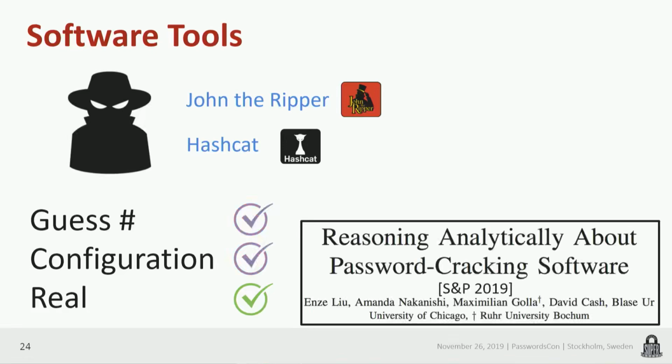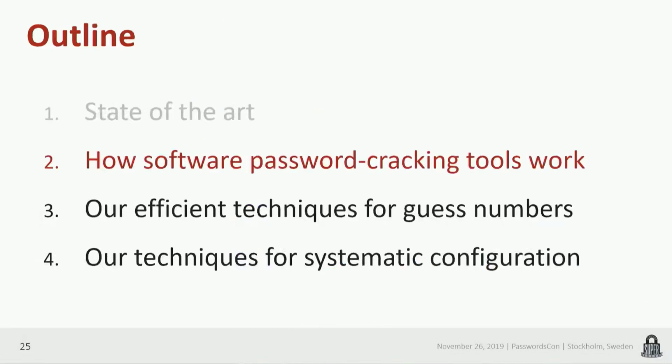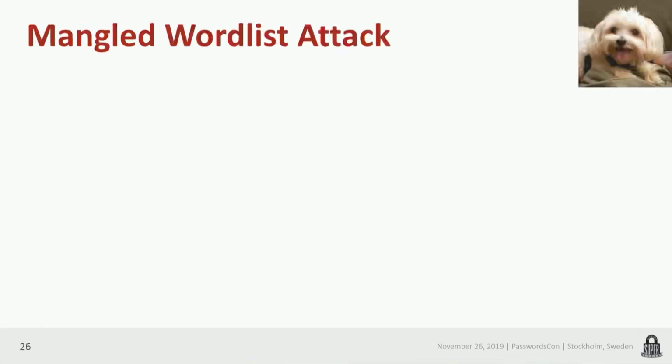And now we have built new tools, and with those new tools, we can reason scientifically about those real-world password cracking software, and that's what we try to explain today, what we did here. Before Blase explains the approach in more detail, let me quickly introduce how those software tools like Hashcat and John the Ripper work. They have different attack types, but the most common one is the mangled word list attack.